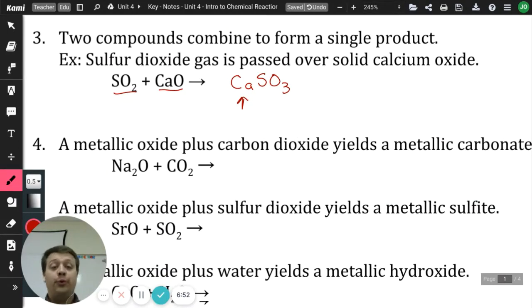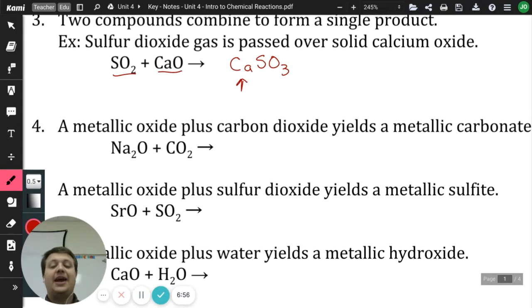So moving on, rule number 4. Rule number 4 says if I've got a metallic oxide, which means any metal bonded to an oxygen, and I combine that with carbon dioxide, I will always produce a metallic carbonate. So a metallic oxide plus carbon dioxide will always produce a metallic carbonate.